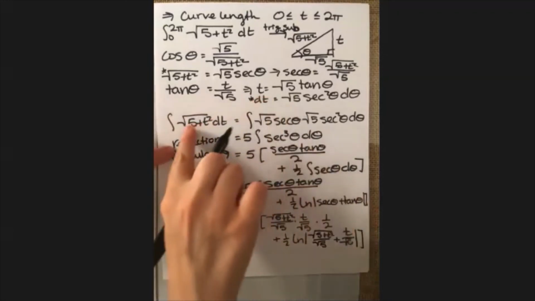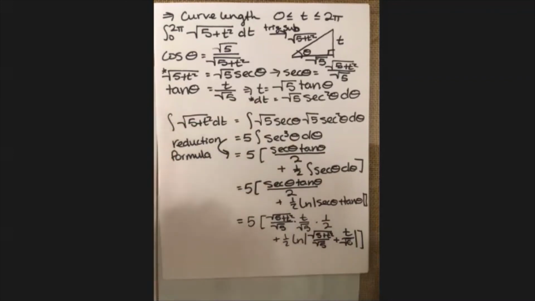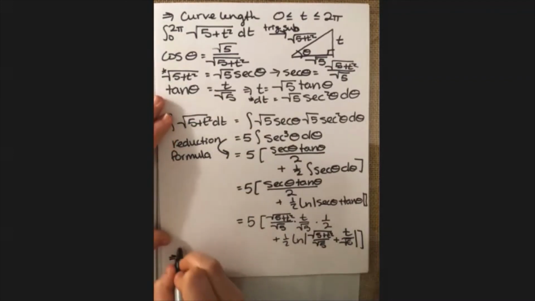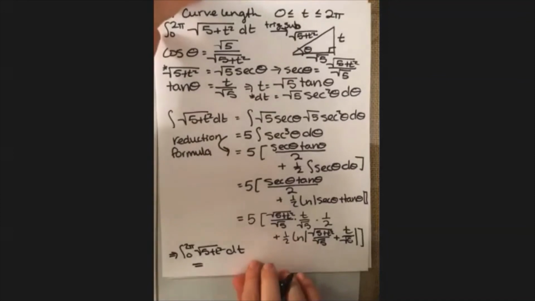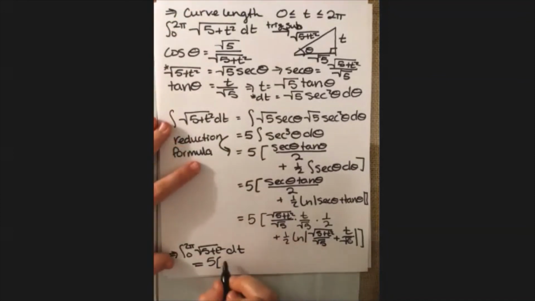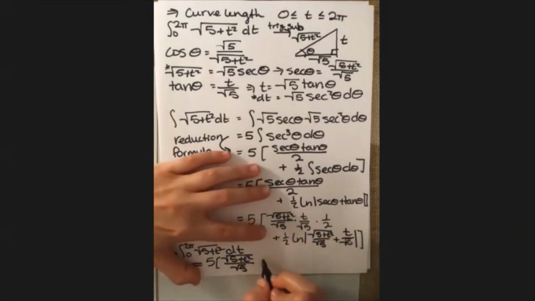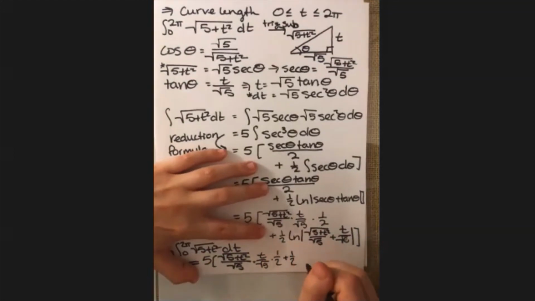Okay, so we've now taken our integral, but we still have to evaluate its endpoints. So that integral from 0 to 2 pi of that root 5 plus t squared that we were going for is equal to 5 times root 5 plus t squared divided by root 5, times t over root 5, times 1/2 plus 1/2 natural log of, and I'm just going to lump these together, root 5 plus t squared plus t divided by root 5. And then all of this is evaluated from 0 to 2 pi.